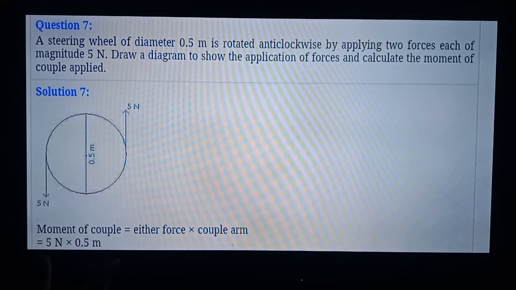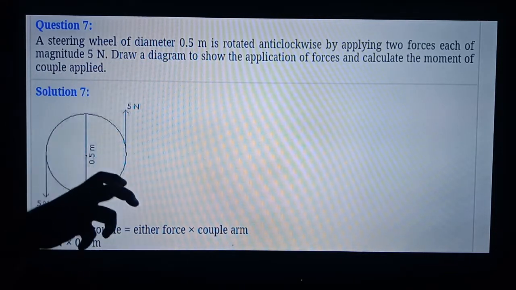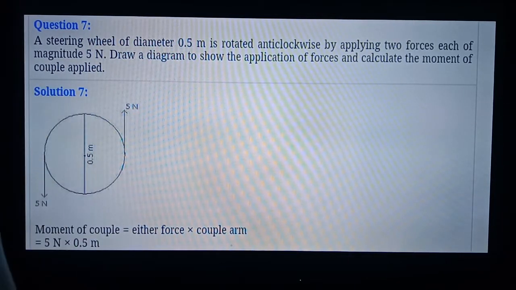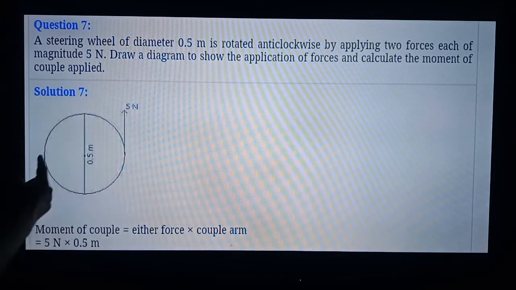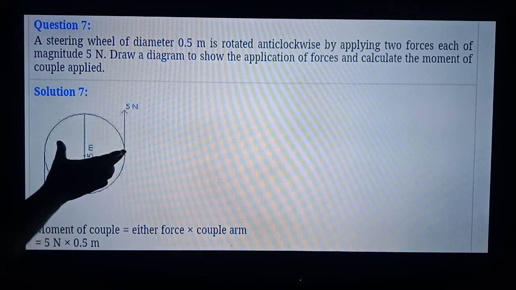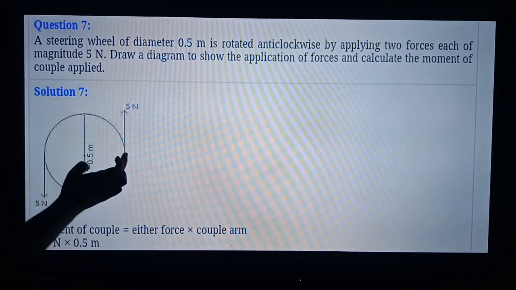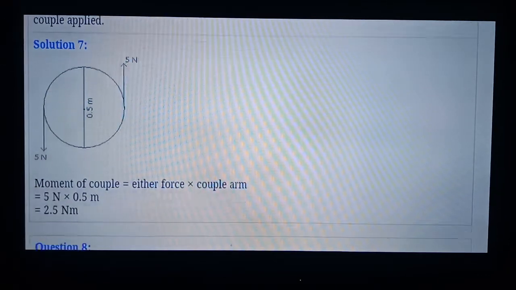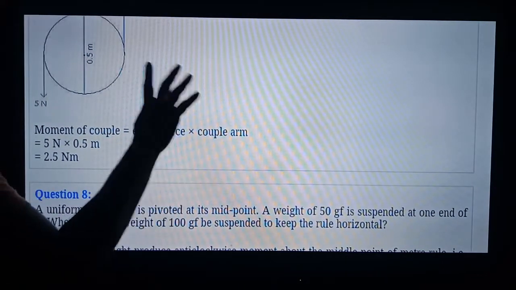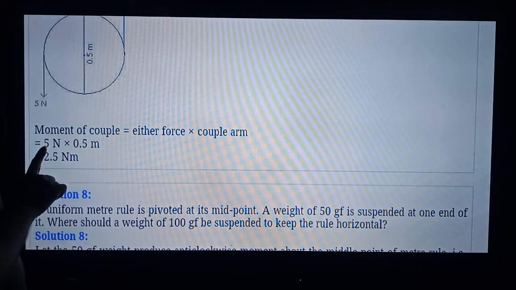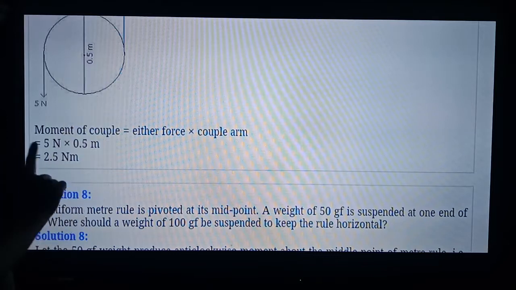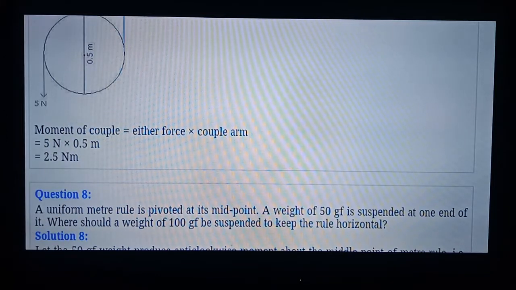Now you have to find out the total moment of couple. What is a couple? If two equal and opposite forces act on a body, they form a couple. So how to find out the moment of couple? Either of the forces, any one of the forces, into the perpendicular distance between the lines of action, means from this to this distance. Moment of couple is either force into couple arm. So force is 5 Newton and the couple arm is the diameter, 0.5 meter, so it will become 2.5 Newton meter.